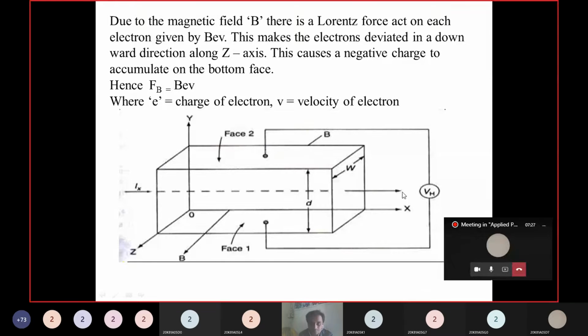Okay, so now here we are taking one specimen, and current is passing along the x direction. Now we will apply the magnetic field along the z direction. The z direction is nothing but outside the screen, so the applied magnetic field direction is outside the screen. Now what happens according to Lorentz? If current is passing through a circuit and you apply a magnetic field, then due to that magnetic field, some force acts on the charge particles inside.